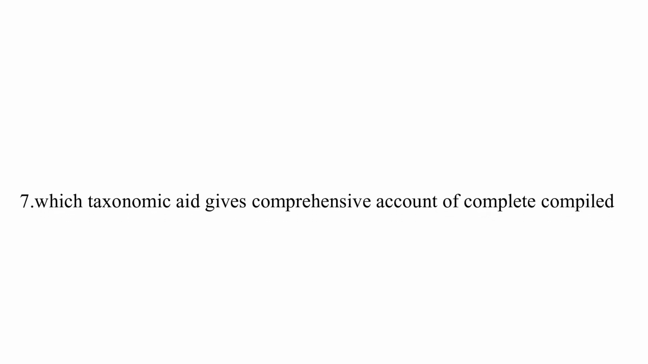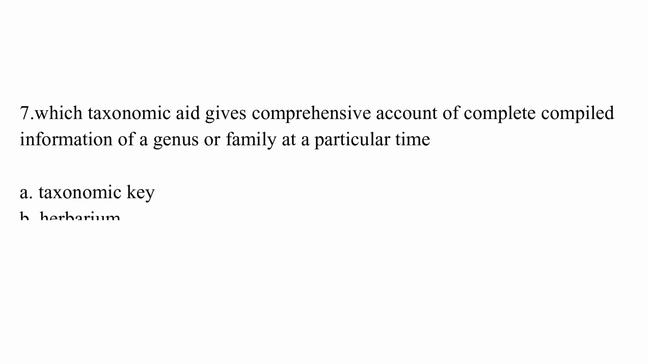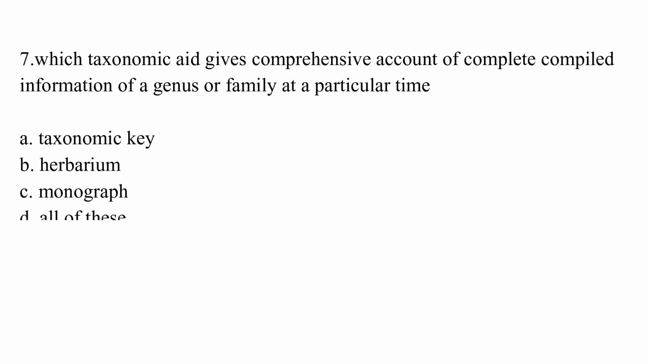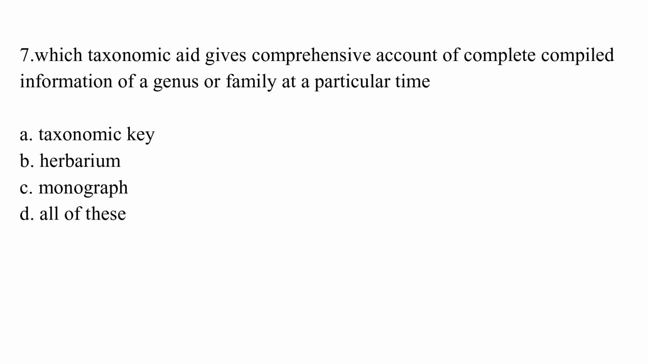Which taxonomic aid gives a comprehensive account of complete compiled information of a genus or family at a particular time? Option A, taxonomic key; option B, herbarium; option C, monograph; option D, all of these. The correct answer is option C, which is monograph.